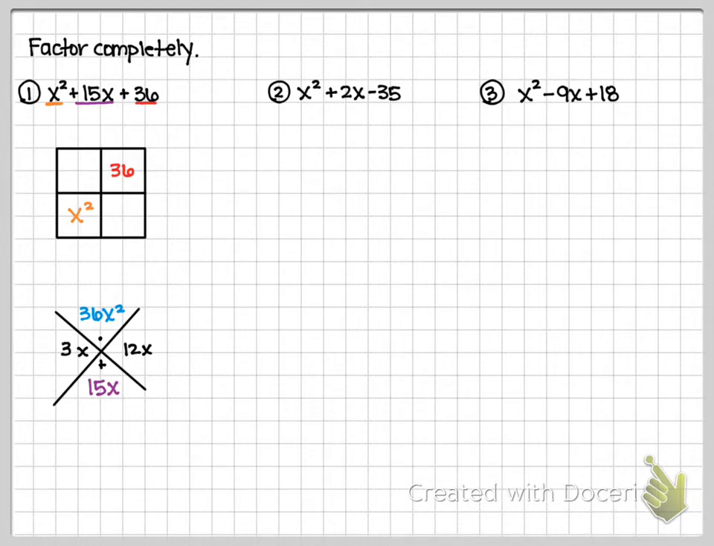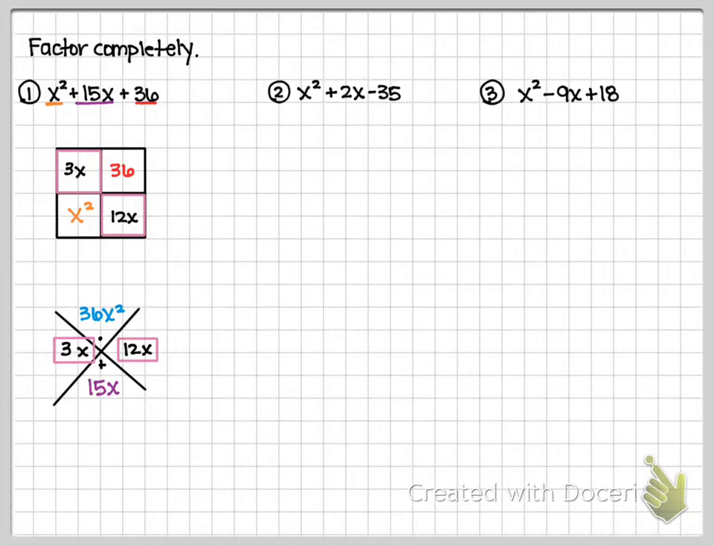Now I'm going to take those items. So those two things that we just found, that 3x and that 12x, they go into the empty boxes. Now, it doesn't matter which one goes where, just so you know. Really doesn't. So we had a 3x and a 12x. Now from here, we're going to factor.